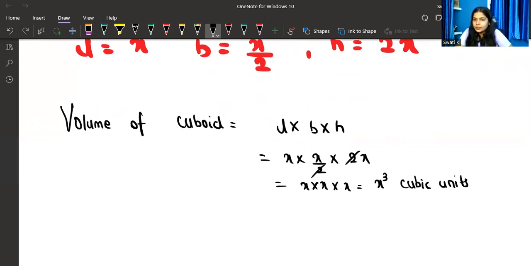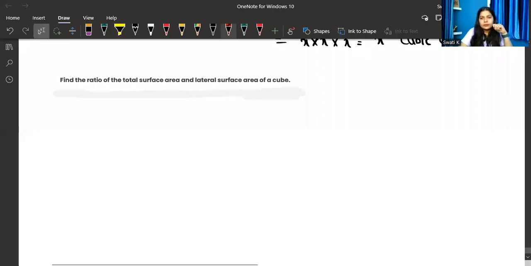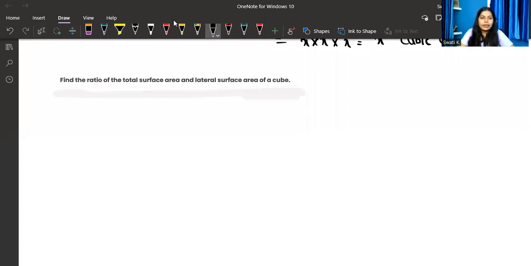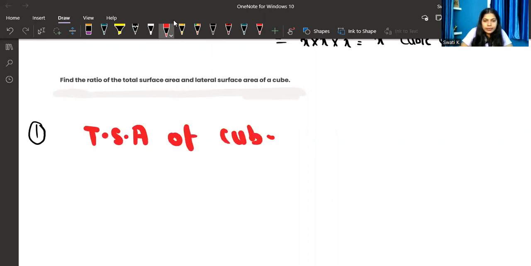Now we can go to the next question. We have to find the ratio of the total surface area and lateral surface area of a cube. Here nothing is given, no dimension, no values, so we can simply use the formula. The total surface area of a cube is 6 times a square, where a is the side or edge of the cube. So it is 6a square.